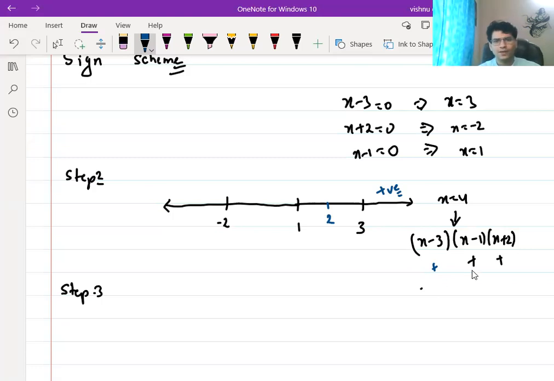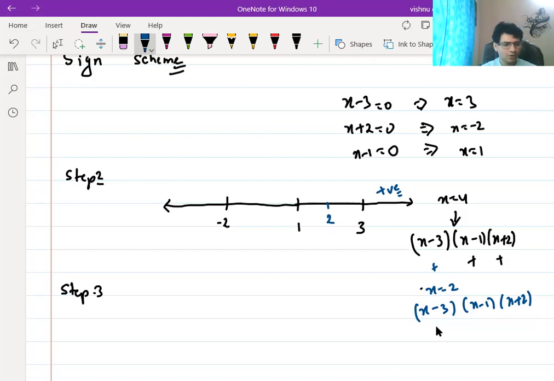Okay, right? So if you take x equal to 2, what will you get? x minus 3. So 2 minus 3 is positive or negative? Negative. Very good. 2 minus 1 is positive. 2 plus 2 is positive. So minus into plus into plus, what will we get? Negative into positive, what will we get? Negative. Very good. Correct.